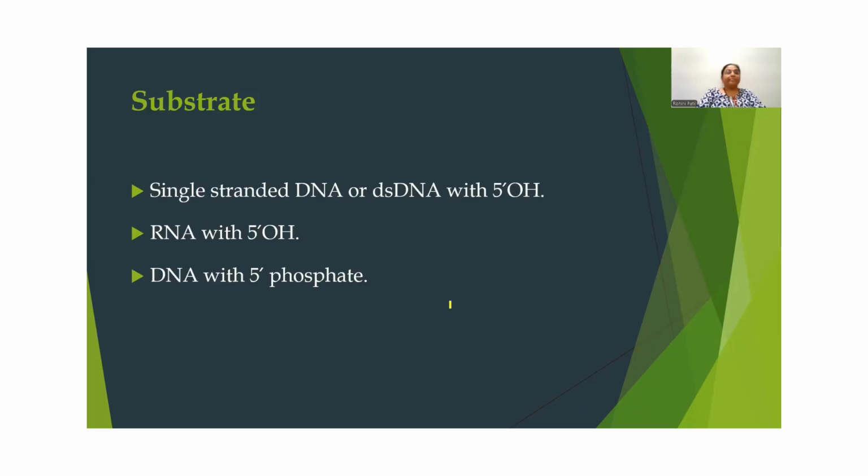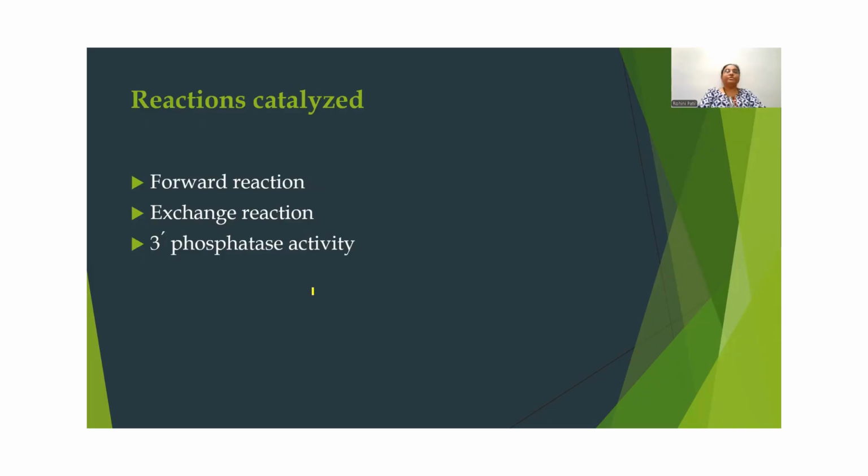Next, the substrate is single stranded DNA or it may be double stranded DNA. But the requirement is what? It should have the 5' OH. Second substrate is the RNA with the 5' OH. Third substrate is DNA with the 5' phosphate. Next, the reactions which are going to be catalyzed by the enzyme are a forward reaction, an exchange reaction and a 3' phosphatase activity.